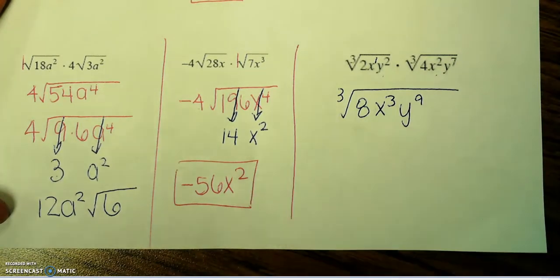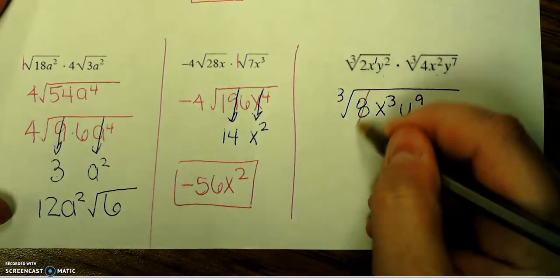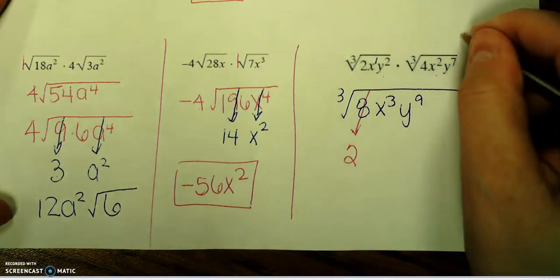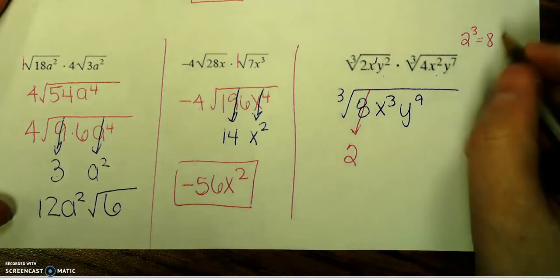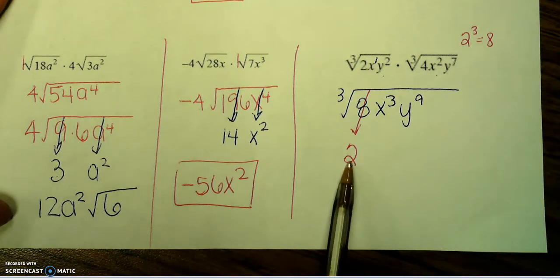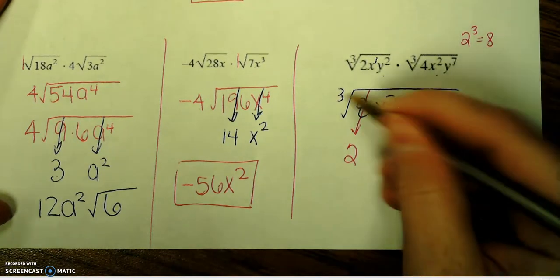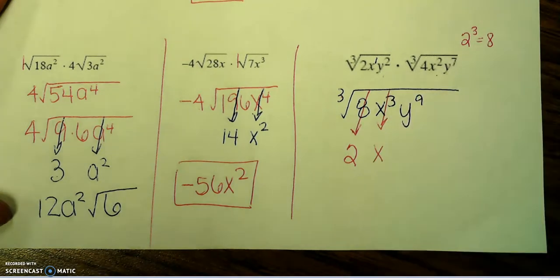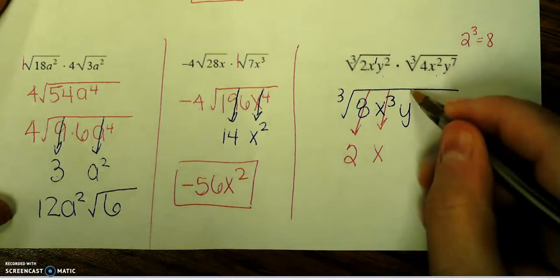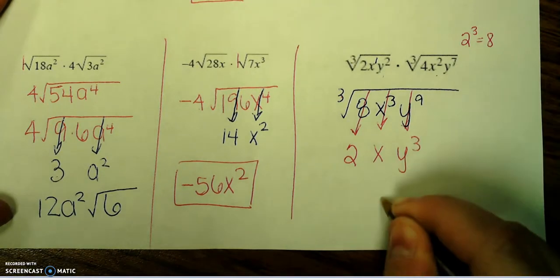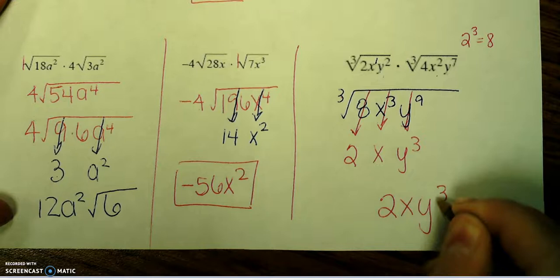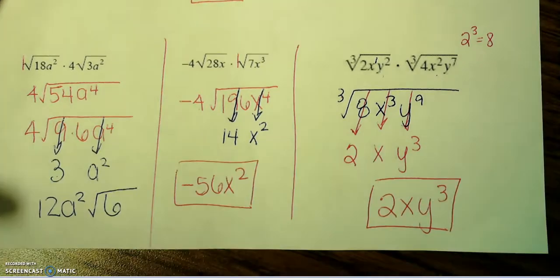Okay, now as I'm looking at this, 8 is actually a perfect cube. 2 to the 3rd power is equal to 8. So if I do the cube root, then I'm going to end up with 2. This exponent's divisible by 3. This would pull out as an x. This exponent, also divisible by 3, this would pull out as y to the 3rd. So completely getting rid of the radical in that question after you multiply.